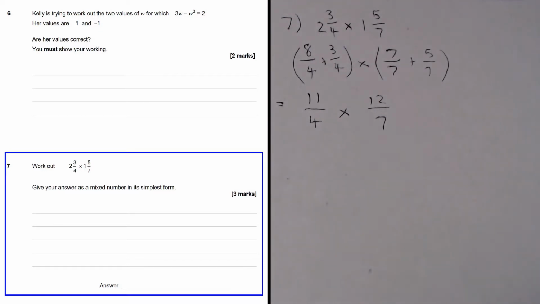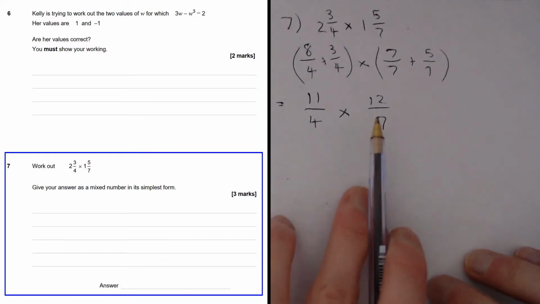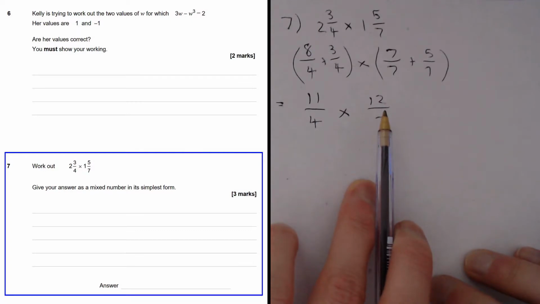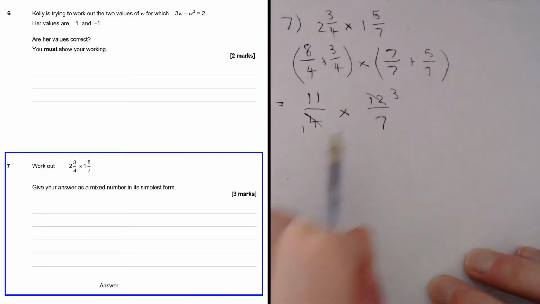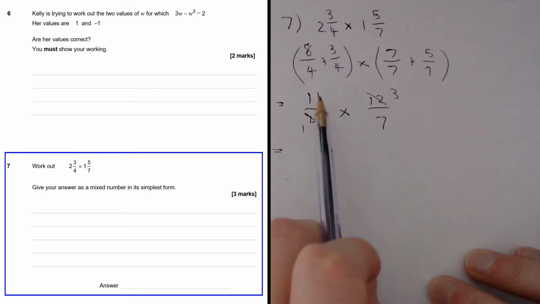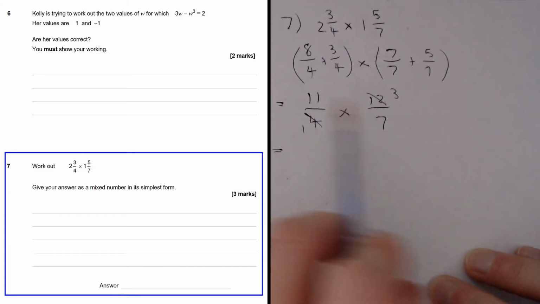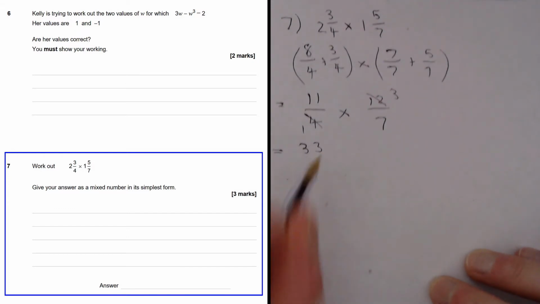Well, we can do a little bit of cross-cancelling here. Notice that 12 is 4 times 3. So we can cancel those. That becomes a 3, and that becomes a 1. And now to do a multiplication with fractions, we times the top by the top, the bottom by the bottom. So we have 11 times 3, which is 33. And on the bottom we have 7 times 1, which is 7.